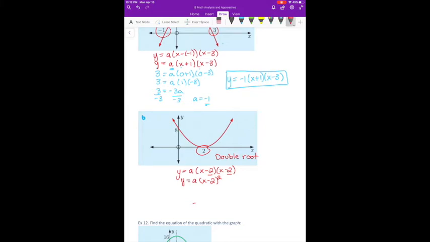Now to figure out what a is, we need to know another point on the graph. We also know our y-intercept this time, so that is the point 0, 8. We're going to plug in 8 for y and 0 for x and solve for a. So 0 minus 2 is negative 2. Squared is 4. So we get 4a equals 8. Divide by 4. a equals 2.